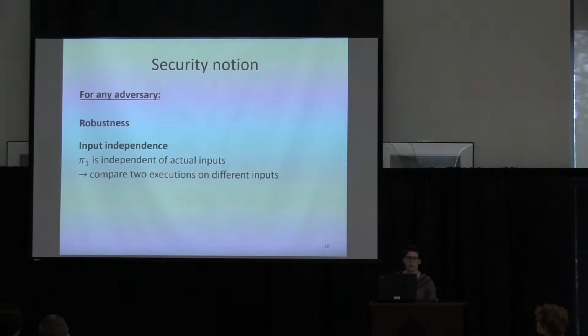The second property that we're considering is now the non-interference property. We call it input independence, and the idea is that pi 1, this input and computation phase, is independent of the actual inputs, at least what the adversary sees of it, which allows us to compare 2 executions on different inputs.